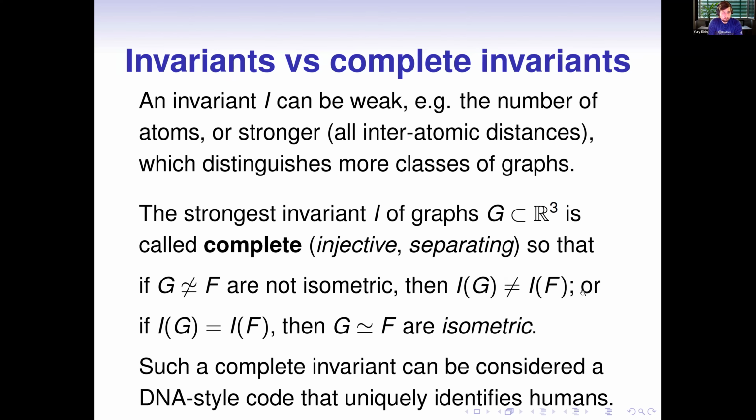Okay, so but then we get to this complete invariant. So obviously there can be many descriptors, but they don't classify the object. So to make the classification, we need this concept of complete invariant. So basically, we want that if two graphs G and F are not isometric, then their invariant will be different. Or if the invariant is the same, then we can conclude that two of the graphs are exactly the same. So there's this example called DNA that identifies a human.